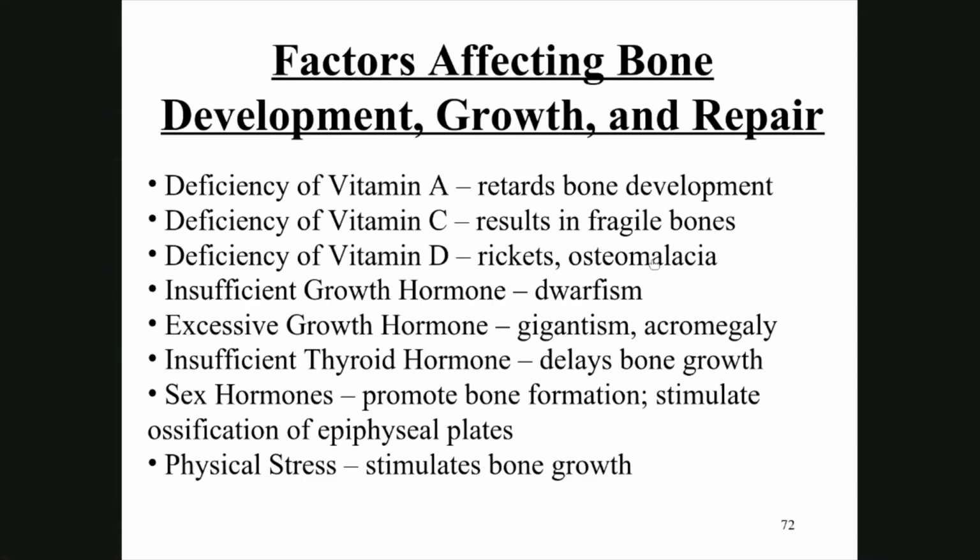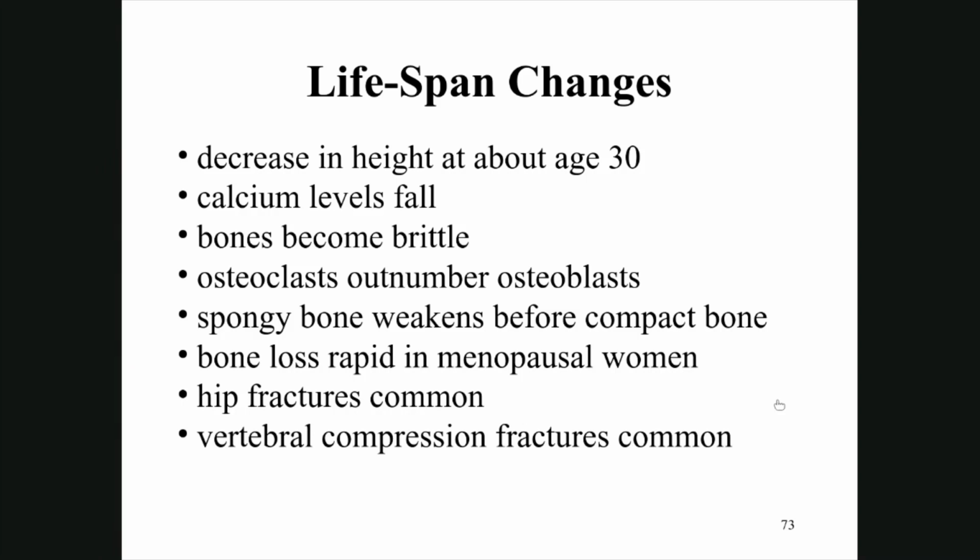We talked about already how not enough growth hormone or too much growth hormone in children will lead to gigantism, but in adults it's acromegaly. The opposite of that is that if there's not enough growth hormone, it leads to dwarfism, as you can see here. Okay.